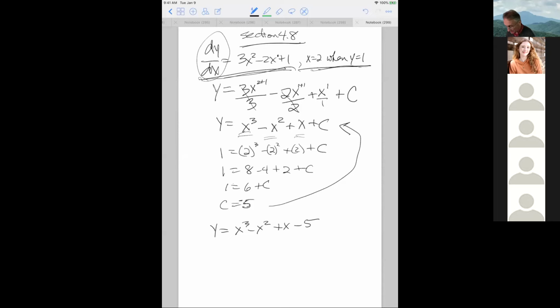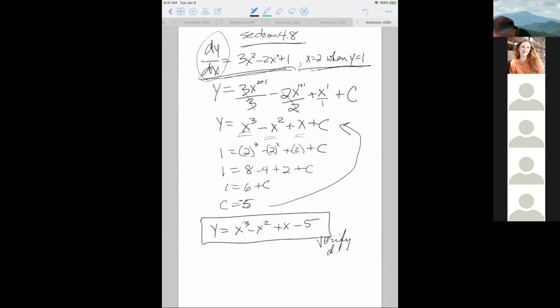So when x equals 2, 8 minus 4 is 4, plus 2 is 6, minus 5, you get 1. So showing 2 and 1 work there. So that's showing your work for that, okay? So the final answer is this. Verify.